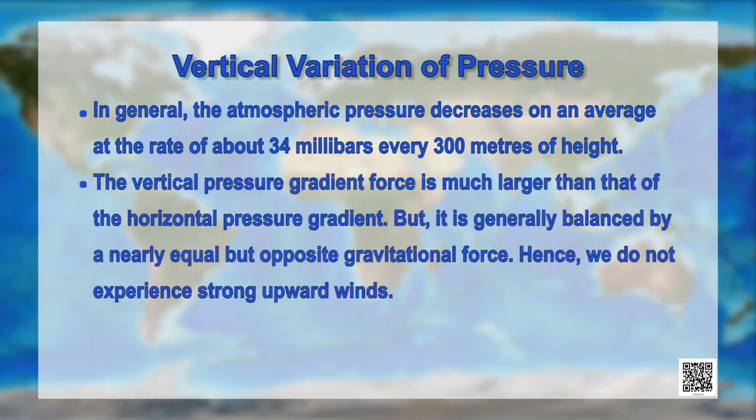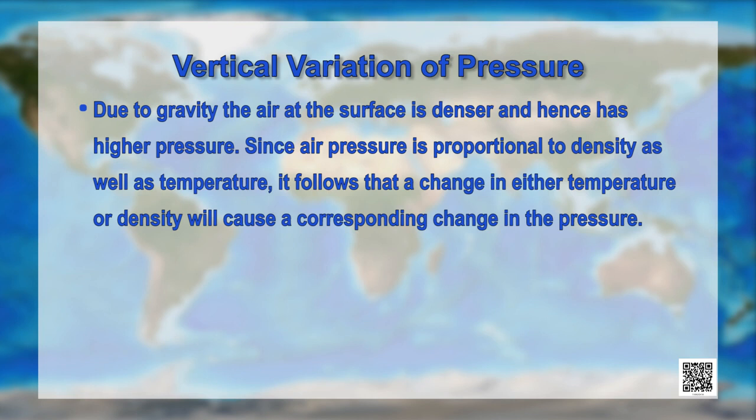The vertical pressure gradient force is much larger than that of the horizontal pressure gradient, but it is generally balanced by a nearly equal but opposite gravitational force. Hence, we do not experience strong upward winds. Due to gravity, the air at the surface is denser and hence has higher pressure. Since air pressure is proportional to density as well as temperature, a change in either temperature or density will cause a corresponding change in the pressure. A rising pressure indicates fine, settled weather, while a falling pressure indicates unstable and cloudy weather.